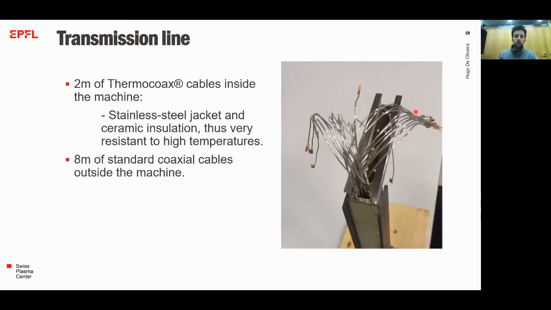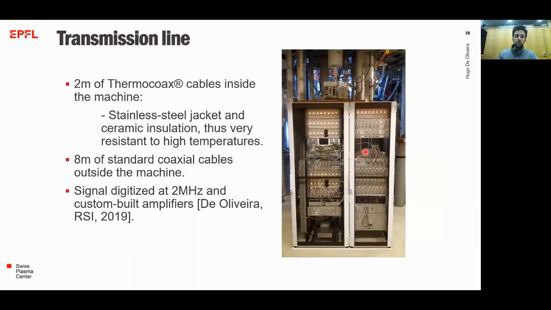The transmission line is made of high temperature resistant cables made from stainless steel jacket and ceramic powder insulation. Outside the vacuum, we have just 8 meters of standard coaxial lines. One of the main problems of this diagnostic is the assembly, which is quite tedious. So therefore, in a future design, the assembly of the cables should be made easier by a different process. The cables then finally arrive to the cubicle, where the signal is digitized at 2 megahertz, and voltage is applied on the lines with custom-built amplifiers.